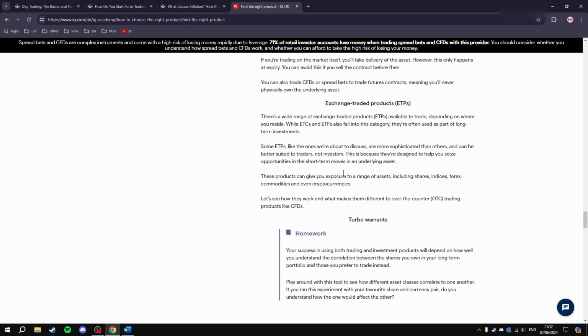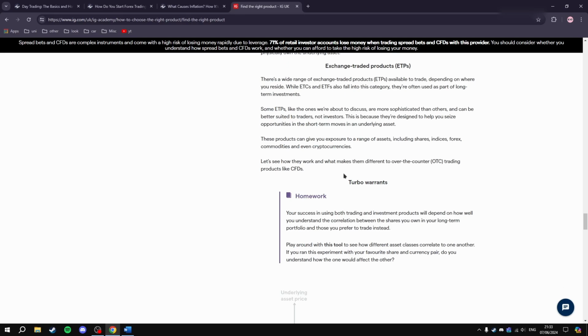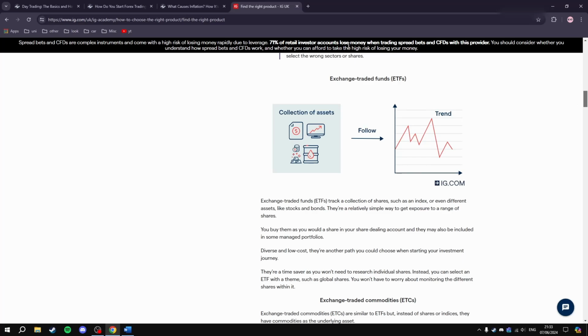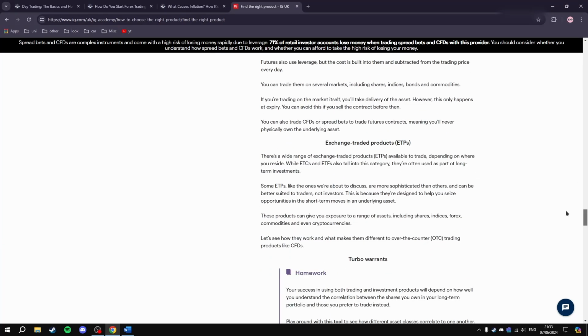So there's a wide range of exchange traded products available to trade depending on where you reside. While ETCs and ETFs, where does ETCs come from? Oh, exchange traded funds and exchange traded commodities. I forgot what they were standing for. So while exchange traded funds and exchange traded commodities also fall into this category, they're often used as part of long-term investments.